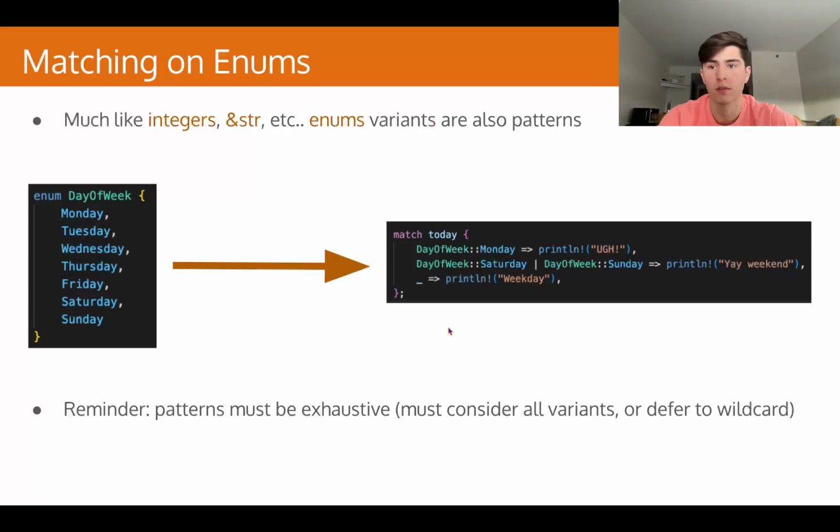To match on enums, you can use the match keyword and then just define it as such, just like you would have defined it earlier. And in addition to that, you can use union, like the or symbol, to combine two cases in a match statement. Like if it's Saturday or if it's Sunday, it'll print yay weekend. And just a reminder, you must cover all possible patterns. Like here we cover Monday, here we cover Saturday and Sunday, and then the underscore. The underscore represents every single other possible value.